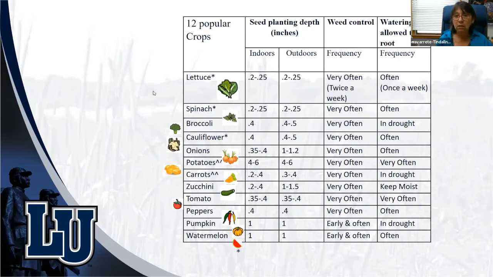Just look at lettuce. It has to be very often because they're pretty delicate plants and other weeds can take over. And how much watering, in the case of lettuce, again, should be often. So it's just like a guide for the growing requirements of these 12 crops. So check the table if you grow these plants in your yard.